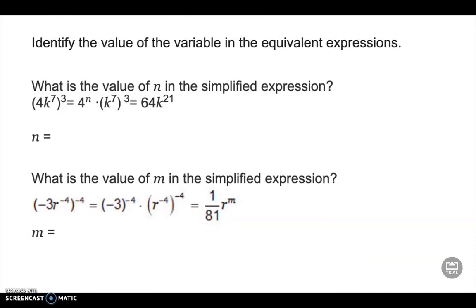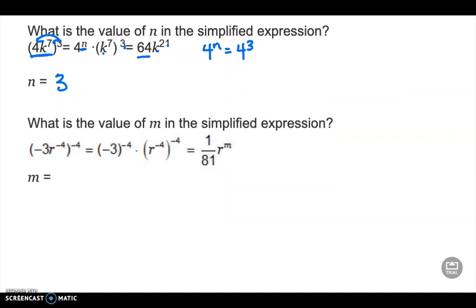Identify the value of the variable. So if we have 4 to the n times k to the 7th, all of that to the 3rd, equals 64. Now when you have two terms inside, remember you've got to apply this 3rd power to each one. So 4 to the nth, all to the 3rd, is 4 to the 3rd. So n in this case is equal to 3, and then k to the 7th, all to the 3rd, is k to the 21, and then they've simplified it, 4 to the 3rd is equal to 64. So that's why this n value is 3.